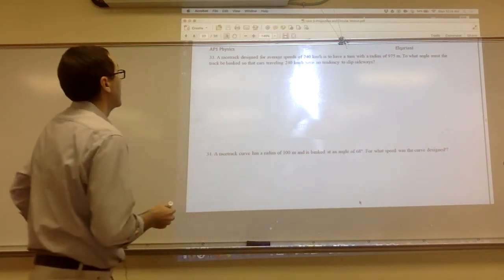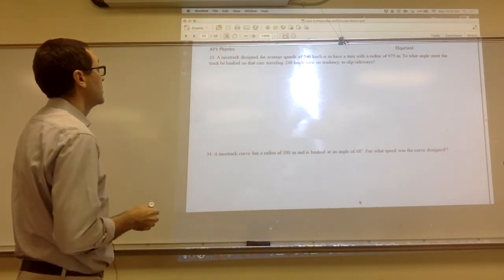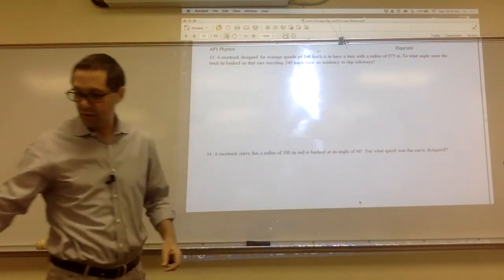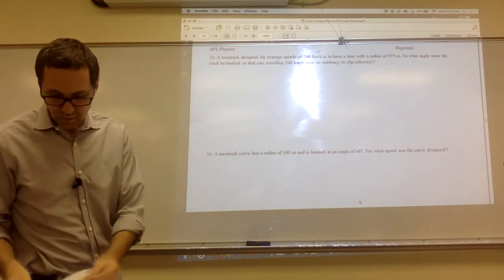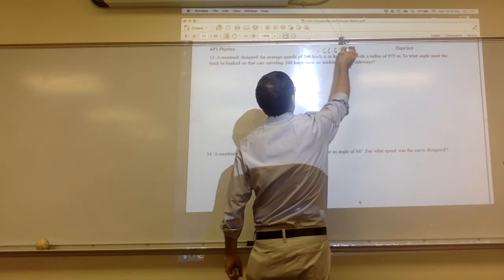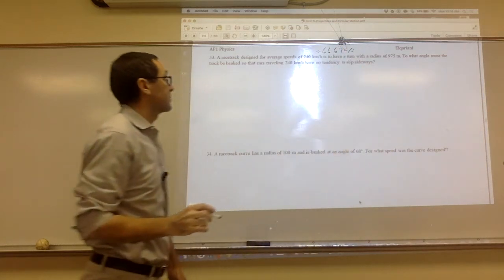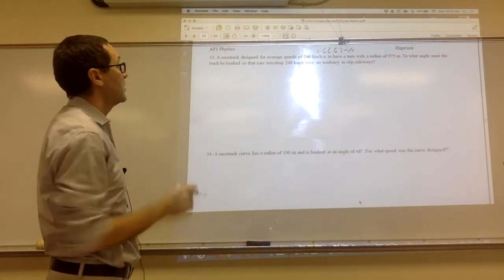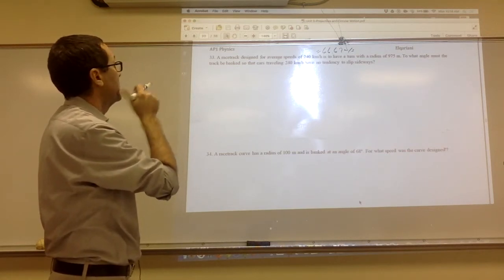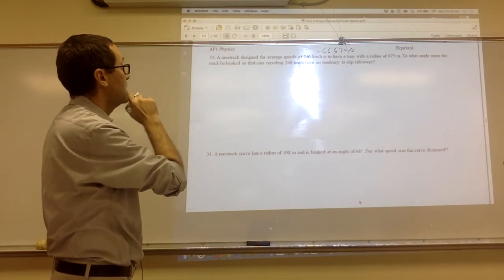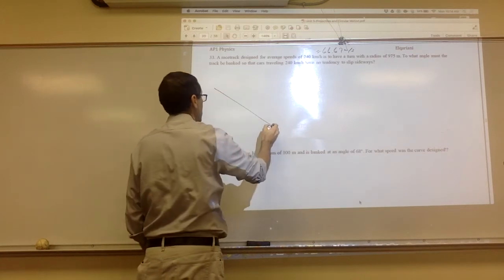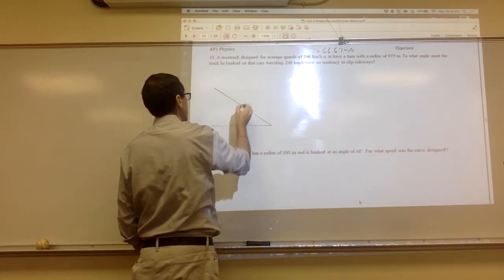Okay. A racetrack designed for an average speed of 240 kilometers per hour. So that has to be changed right away to meters per second. So let me see my notes here. That's 66 and 2/3 meters per second. Is to have a turn with a radius of 975. To what angle must the track be banked so that the car traveling at that speed has no tendency to slip sideways? Now we're going to do this. You can actually make a turn here without relying on friction, period.